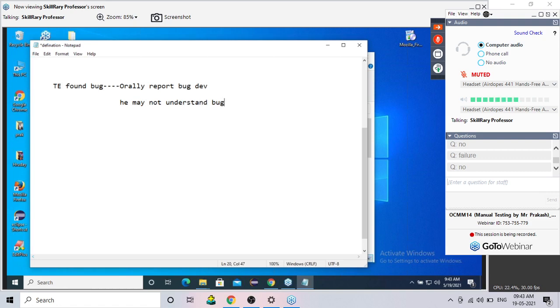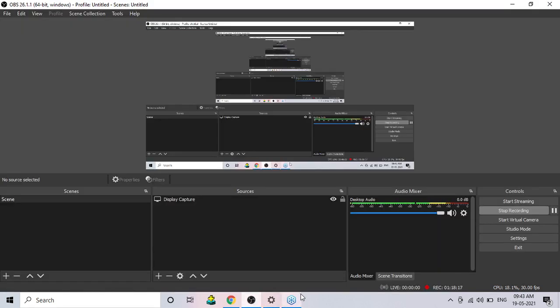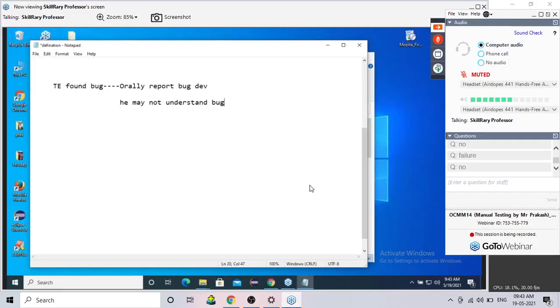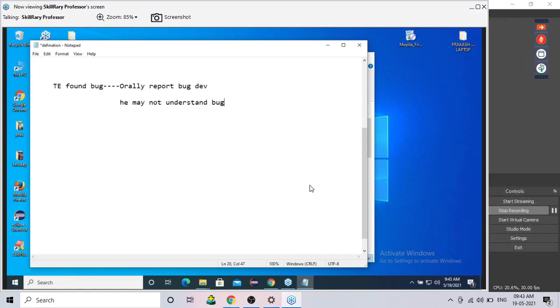See, when I say he may not understand the bug: hey developer, compose is not working. If you say compose is not working, what is the problem for the developer? You tell me some scenarios.